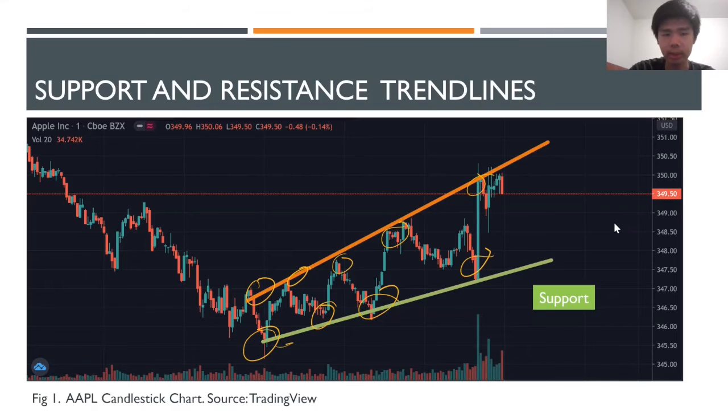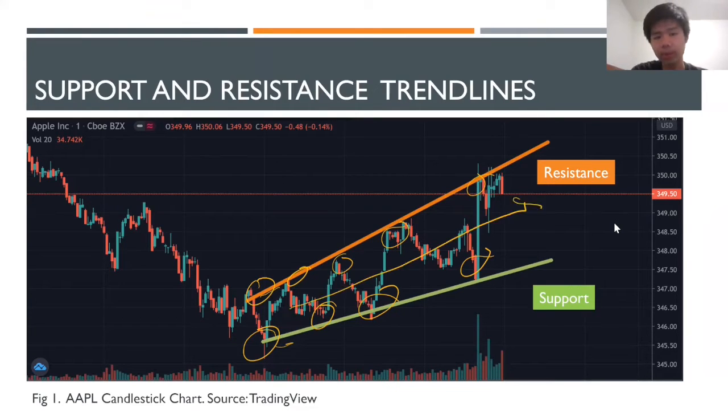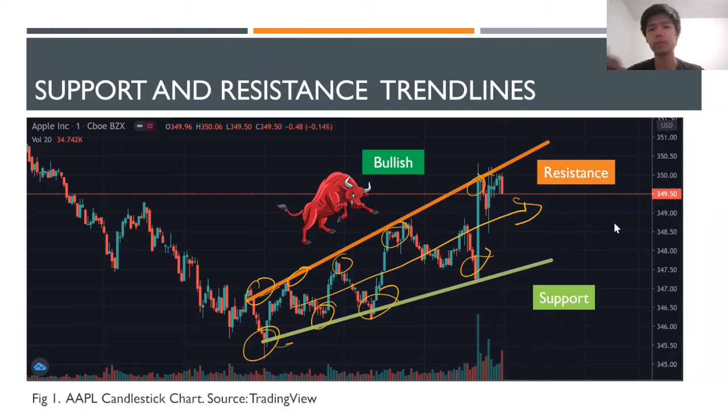And for the red or orange line here, we call this the resistance trend line. This line basically resists the price from moving upwards or trying to break upwards from this trend line. These are the two different types of trend lines. And in this case, since the general price trend of the Apple stock chart is going upwards, we call this a bullish trend. It symbolizes a bull that, when trying to fight, raises its horns.